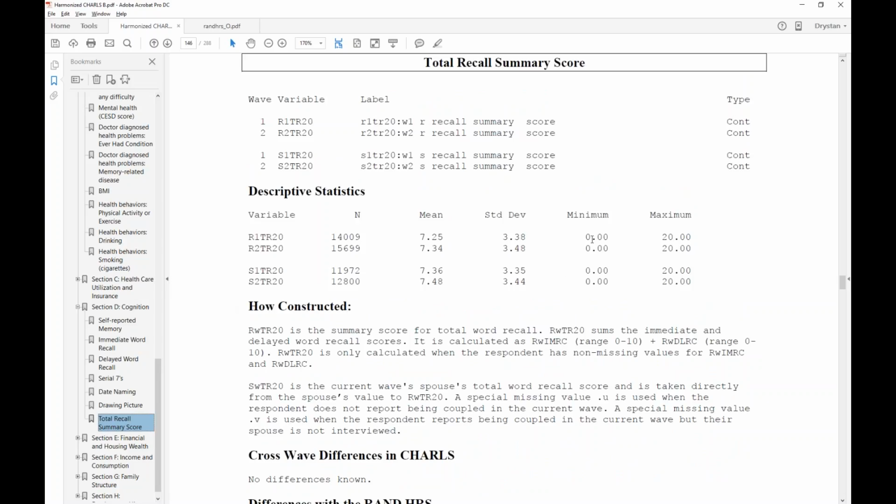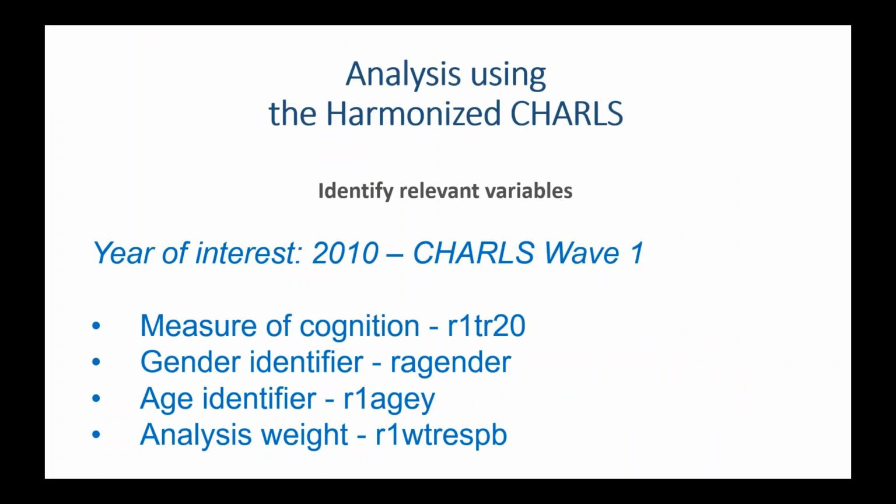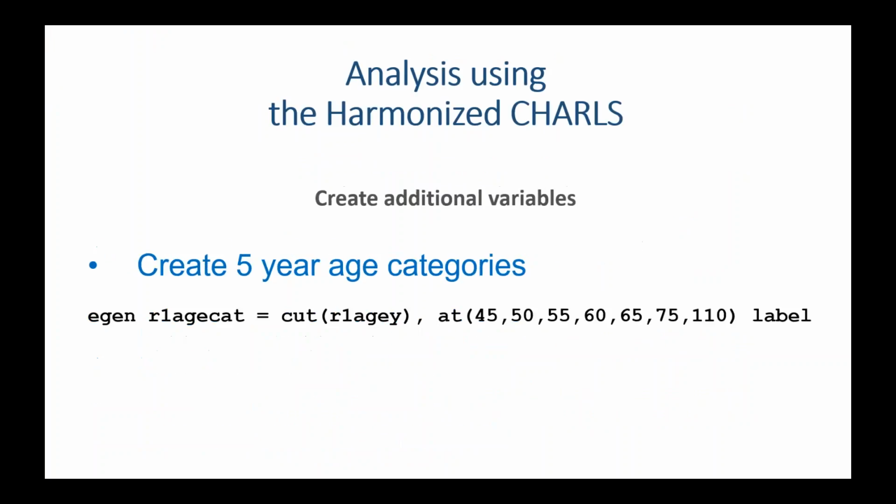We can see it has a range of 0 to 20, and that's because there are some people who recalled none of the words either immediately or delayed, and some people who were able to recall all 10 words both immediately and delayed. You can see we have a mean here of, for wave 1, the 2011 wave, 7.25 for our respondent. All right, so we know what our relevant variables are, and we have our data.